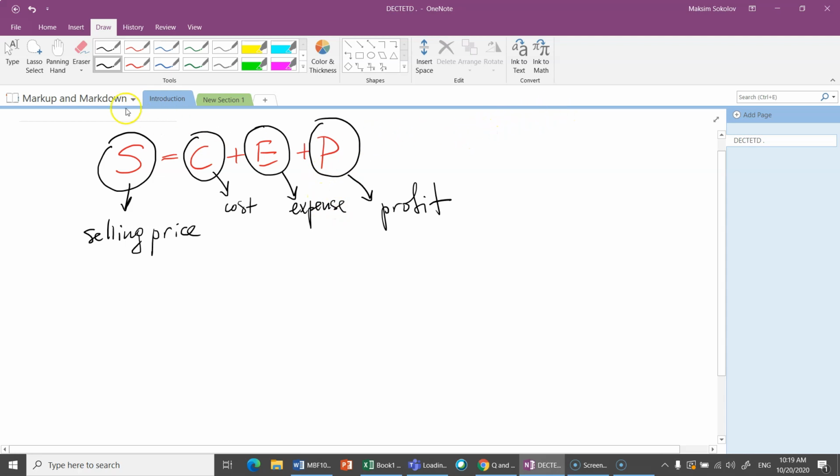An important definition is that of a markup, M. And markup is expense plus profit. Therefore, markup is this part here. Expense plus profit is the markup. I'll write it here that M is markup.